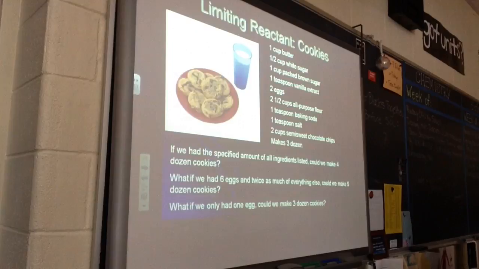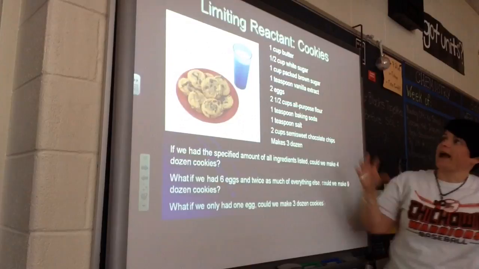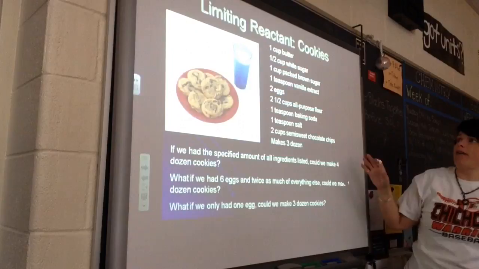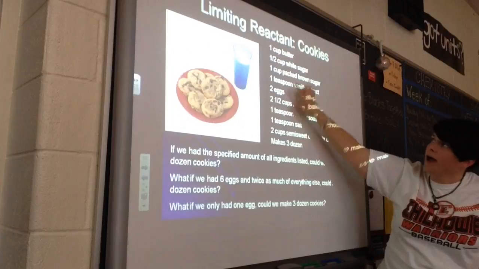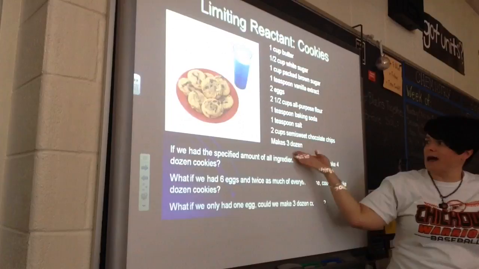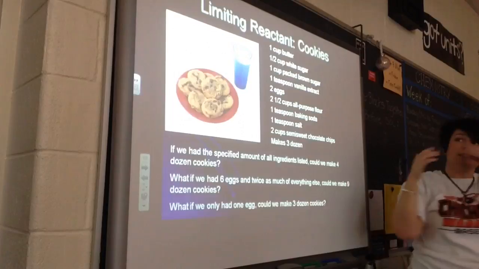Here's what I want to say to you about limiting reactant. This is our chocolate chip cookie recipe we looked at the other day. Yes? So we have these quantities that go together in these amounts. For example, we explored the fact that we have a 2 egg to 1 cup butter ratio inside of this makes 3 dozen chocolate chip cookie recipe, yes? This is how we established the beginning of stoichiometry.